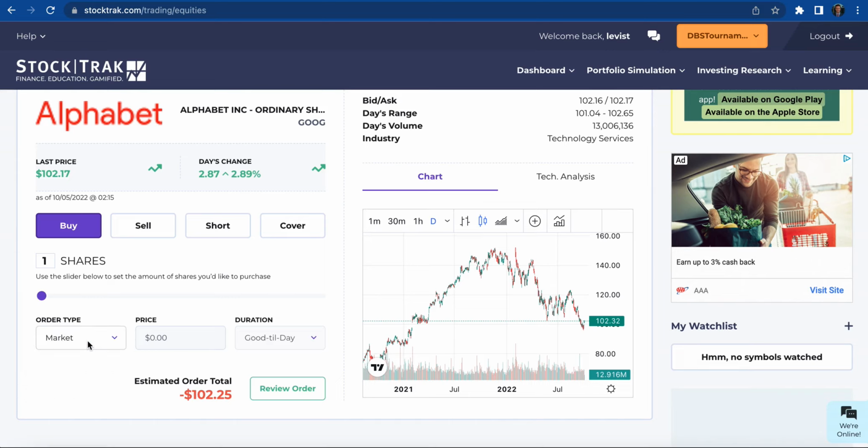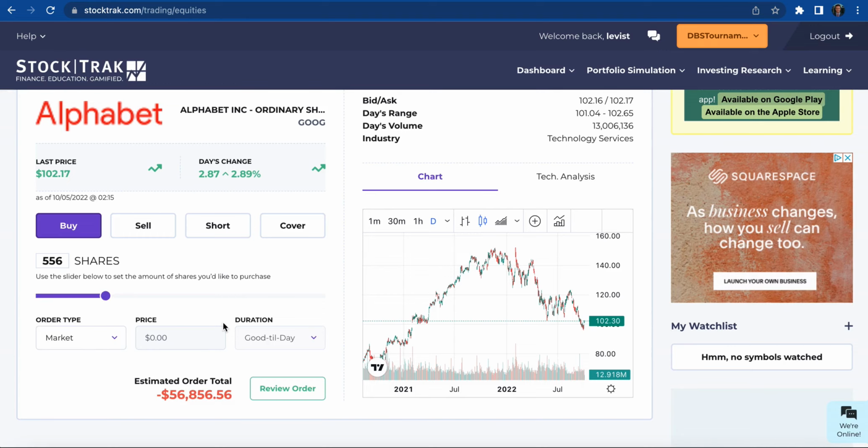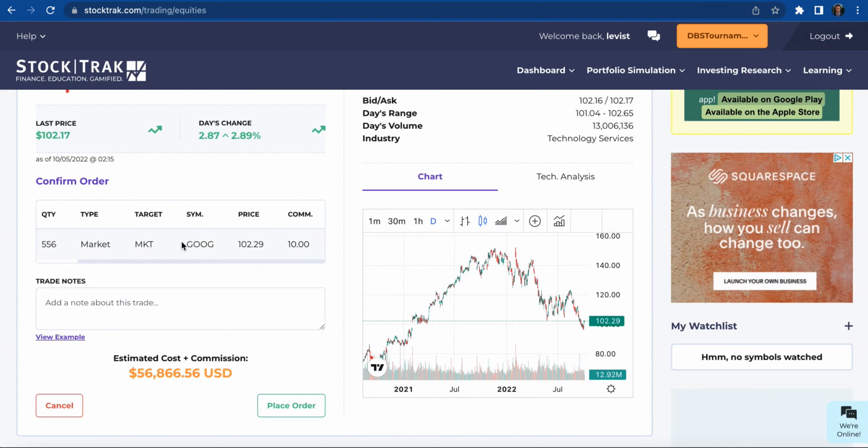And for sake of example, I'm going to buy 556 shares of Google. So as you can see here, it's quoting me at a price of 102.29 per share, which is higher than what the last price was.